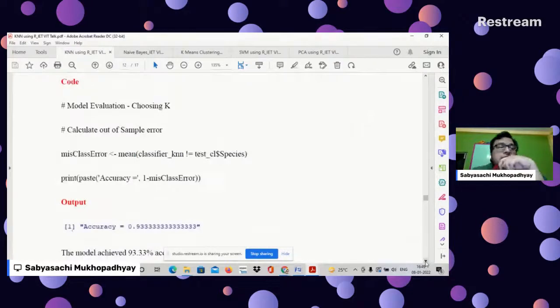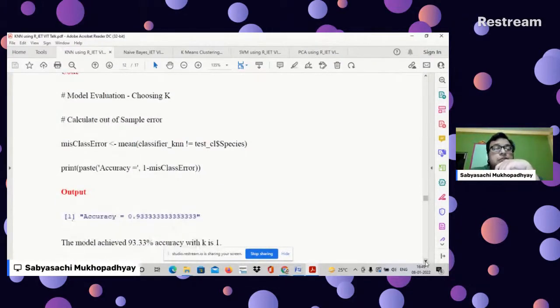Now what you can do, you can simply calculate the sample error. So how can you do that? Use the mean function over classifier_knn not equals to test_class$Species. This is being stored under misclassification_error. Whenever you want to predict the accuracy, that will be 1 minus misclassification error. So print(paste("accuracy equals to", 1 - misclassification_error)).